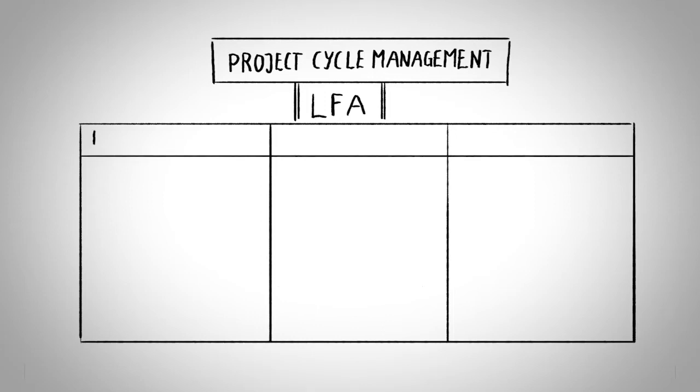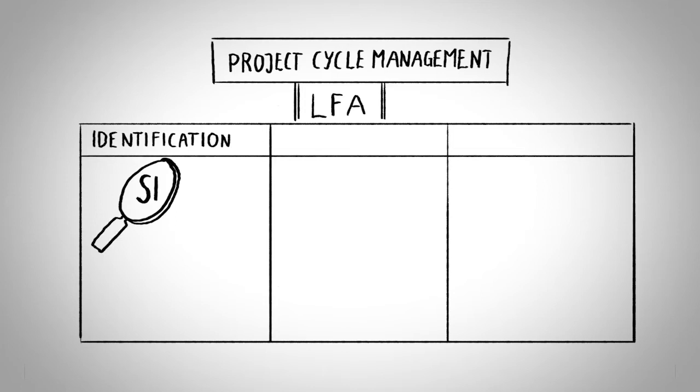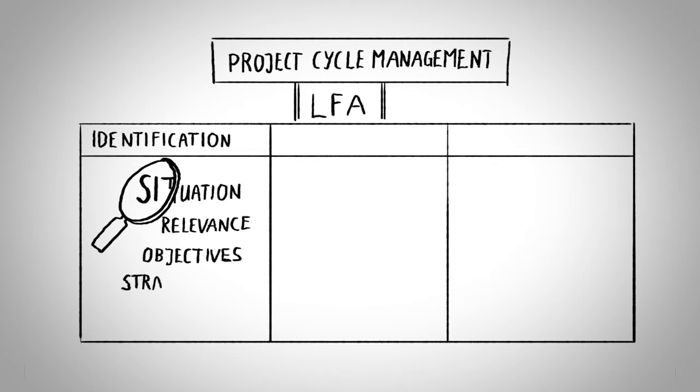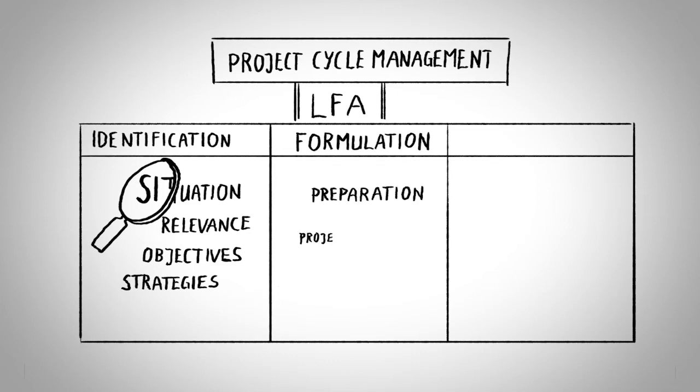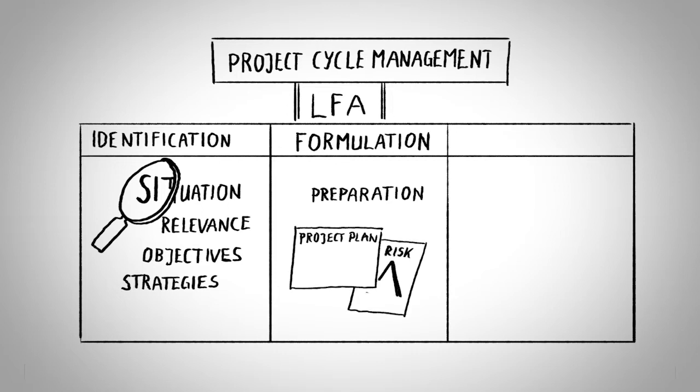The LFA is a core tool used within project cycle management. 1. It is used during the identification stage to help analyse the existing situation, investigate the relevance of the proposed project, and identify potential objectives and strategies. 2. During the formulation stage, the LFA supports the preparation of an appropriate project plan with clear objectives, measurable results, a risk management strategy, and defined levels of management responsibility.